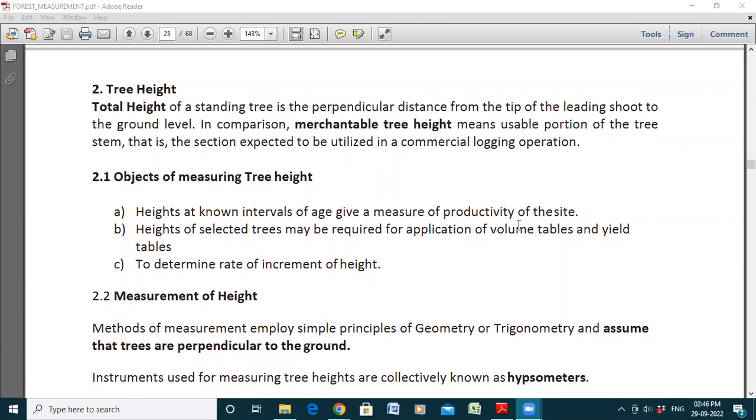Since the last class, you have seen that we started discussing the topics of the Forest Ranger Examinations Forestry paper at a detailed level. In the last class, the forest mensuration part was started, and up to tree height, we have covered all the important facts that may be targeted by these forest ranger examinations. So today we'll start from the tree height.